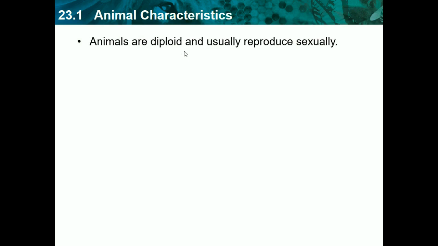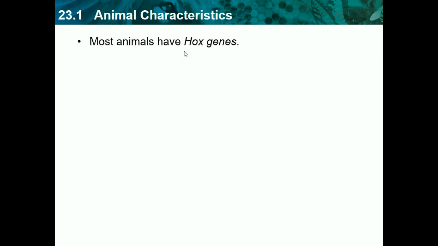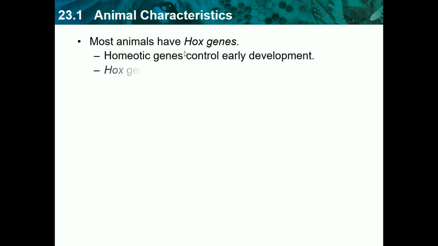So animals are diploid and usually reproduce sexually, and this is something that we already should know. We don't reproduce asexually, but we do sexually, and we have a full set of DNA, which is a diploid cell. So diploid parents produce diploid offspring. Diploid is basically our body cells, and our body cells have full sets of DNA. We have two copies, one from each of our mother and our father, and do not have free-living haploid life stages.